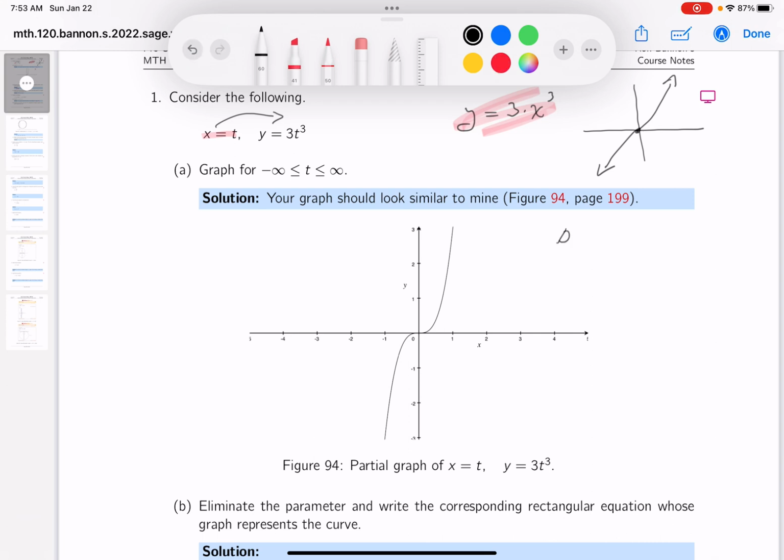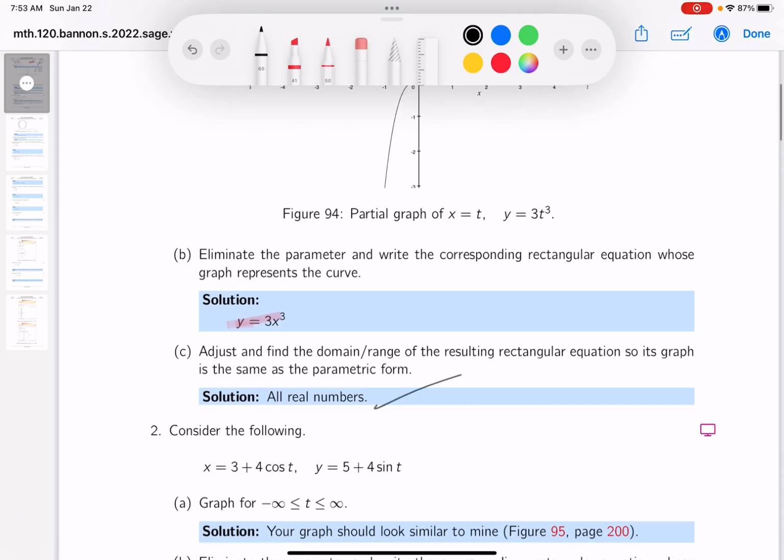I'll write it over here for you. Again, just looking at the picture, it looks like all real numbers. It's left and right, it's going everywhere. And the range of it, the up-down motion of it, also appears to be all real numbers. So again, if you look at the answers over here, all real numbers for both.